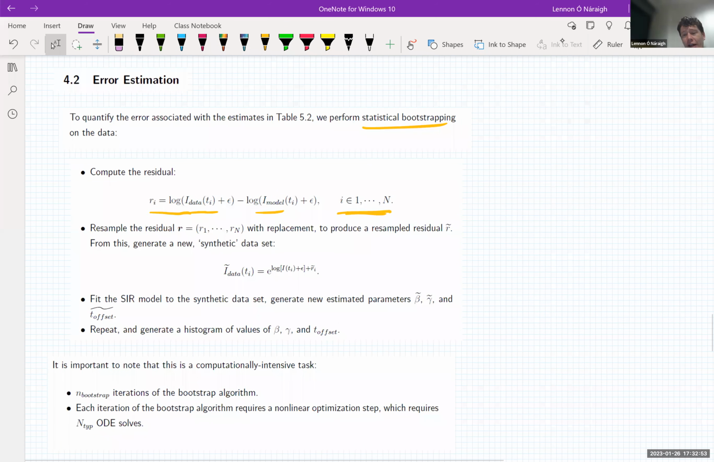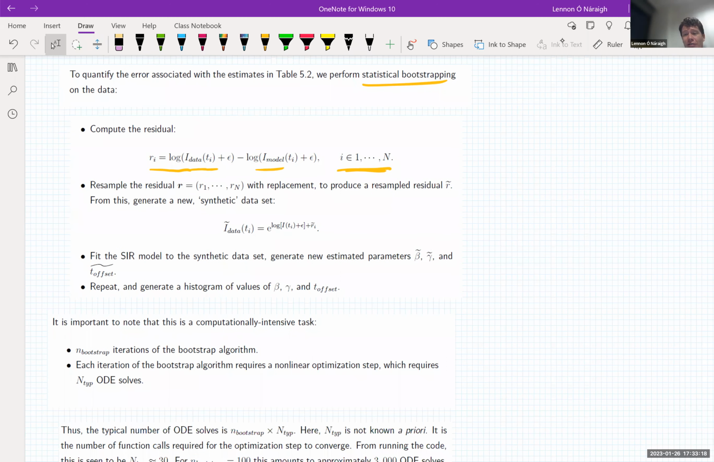And if you like, the residuals are like gold dust, because the residuals are samples that are drawn from the distribution which describes the difference between the model and the data. So these residuals are true draws from the distribution of the model error. If you have them, they're like gold dust. So I compute these residuals, and then I resample this vector of residuals with replacement. And this produces a resampled residual R tilde.